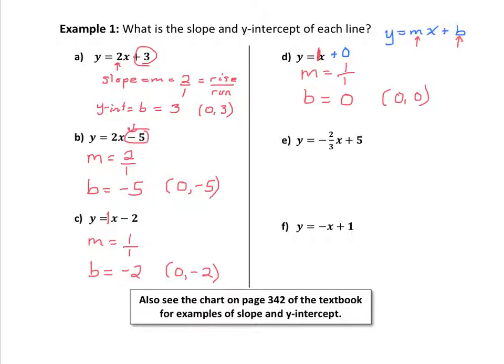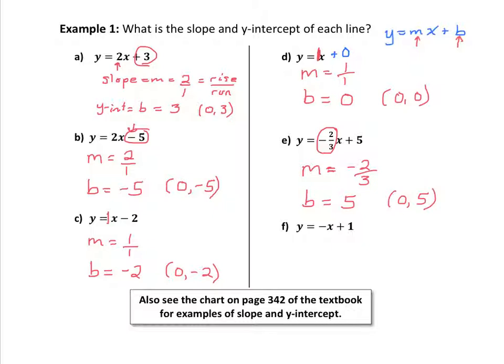In example E, the number written in front of the x value is a fraction, so our slope is negative 2 over 3. And we bring the negative just to the top number of the fraction. That means our rise is negative 2, and our run is positive 3 on this line. Our b value, which is our y-intercept, is then positive 5, so the coordinates of the y-intercept are at (0, 5).